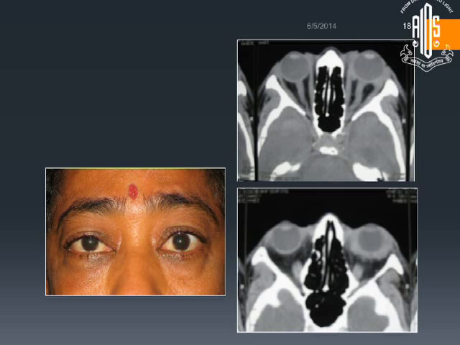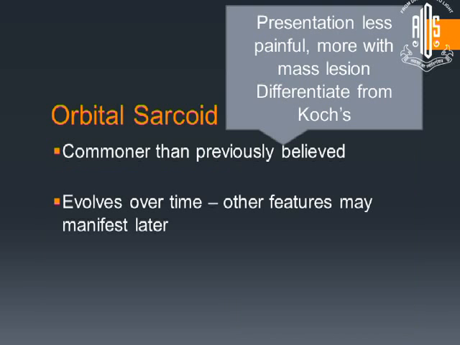Rarely, a sarcoidal orbital involvement may develop, optic neuropathy. Within a week of detection of the sarcoidal disease, she developed an RAPD and we had to start steroids very promptly. It's commoner than previously believed and it evolves over time. We need to differentiate it from TB.